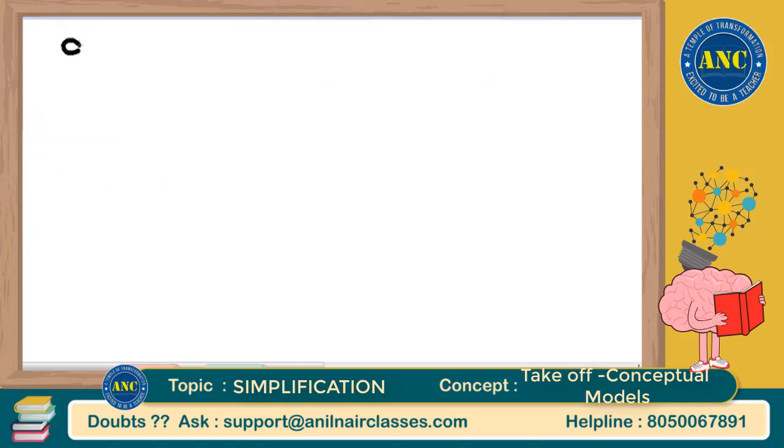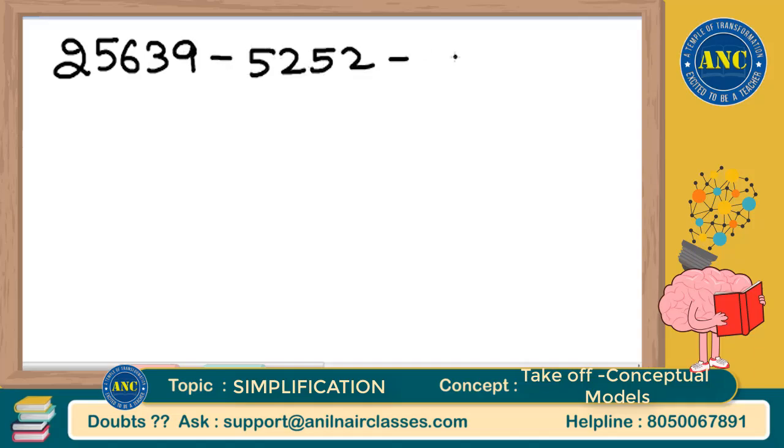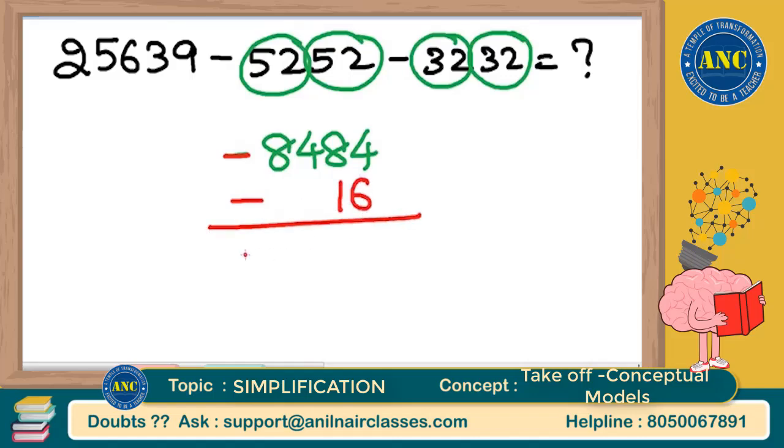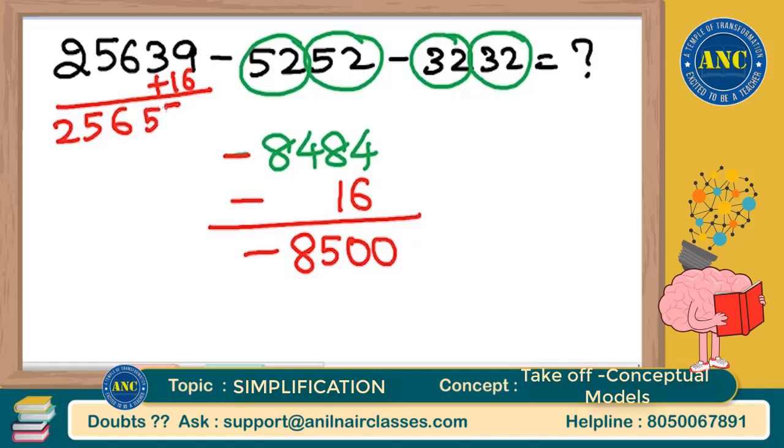Another question of this model, 25,639 minus 5252 minus 3232. This is equal to question mark. Now don't worry about this 5252 and 3232. 52 and 32 is 84. Again 52 and 32 is 84, with a negative sign. Now I have 8484, but I want to make it a fancy number, 8500. Add 16 so that it becomes 8500 with a negative sign. Add 16 here as well, so that this number is 25,655.